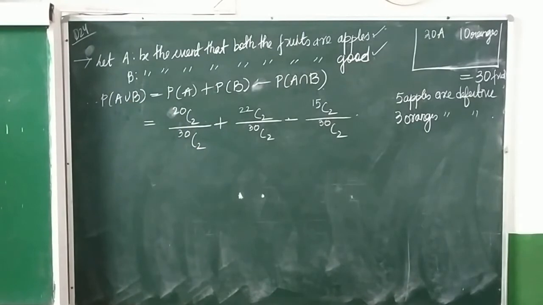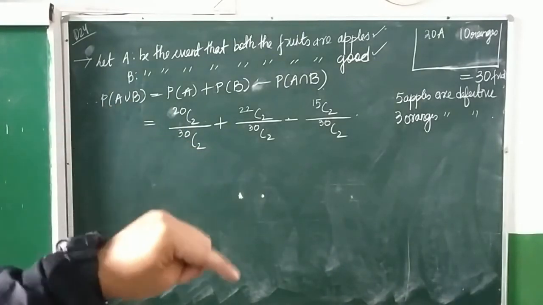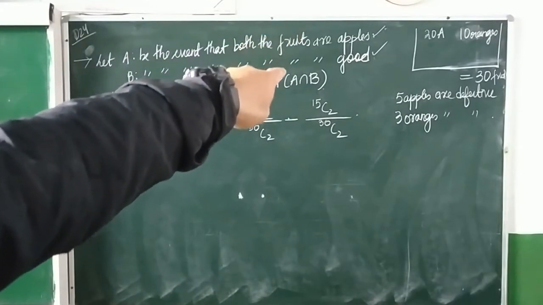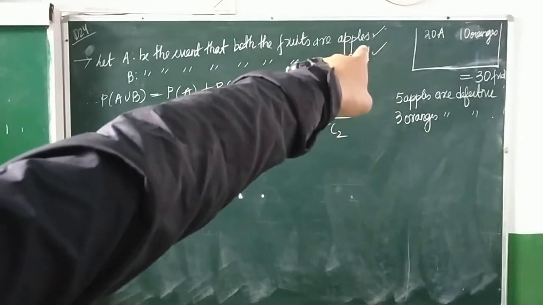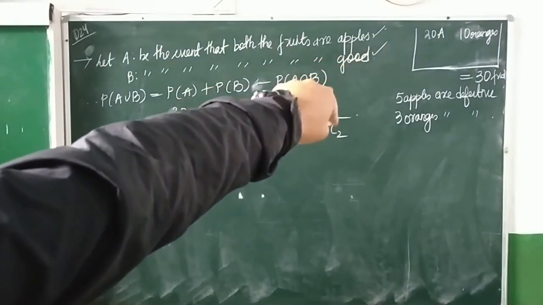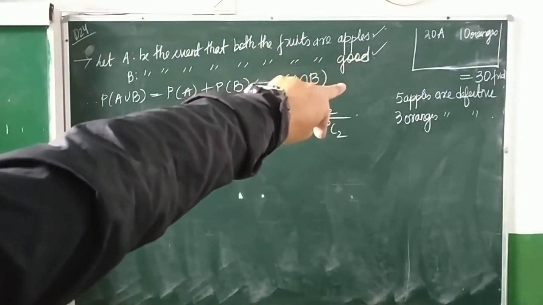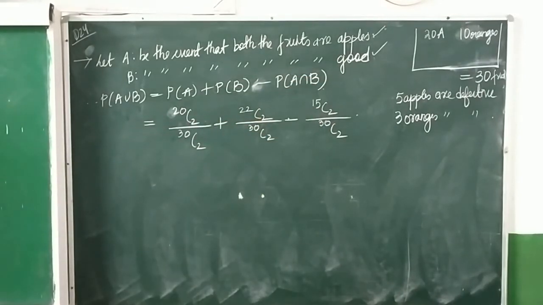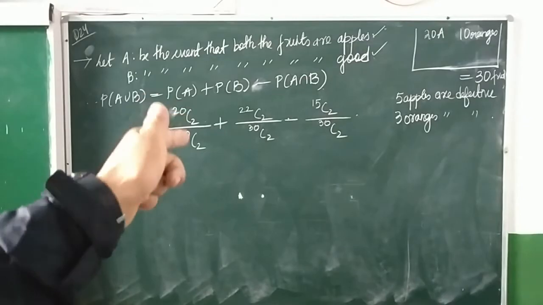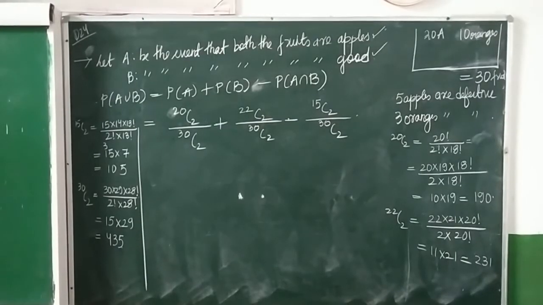And the last one, probability of A intersection B. A intersection B means both have to be apples and both have to be good. 20 apples, defective 5, so the total number of good apples is 15. 15C2 divided by 30C2. Now we will calculate this value. Please do calculate yourself. Alright, now you can see on the board I've calculated all the values.